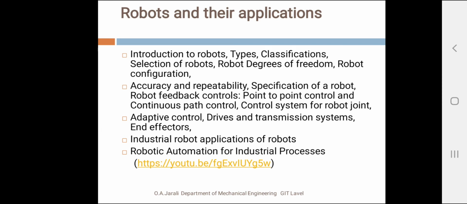Then we will discuss selection of robots, robot feedback controls. Then we will see different types, that is point-to-point control systems and continuous path control systems, for different robot joints. Then related to robots, the adaptive controls, the drives, transmission systems, end effectors. So we will discuss these for robotics. These robots are used in many applications, and we will discuss many applications.